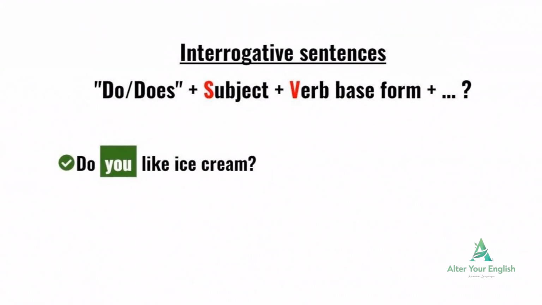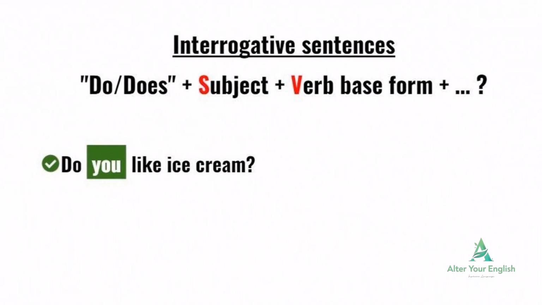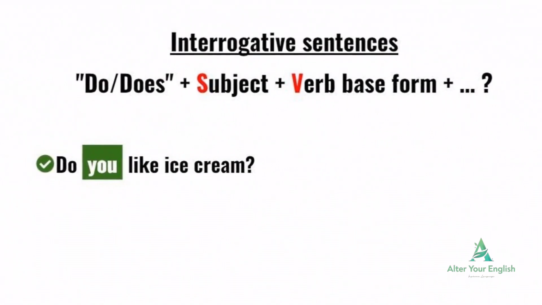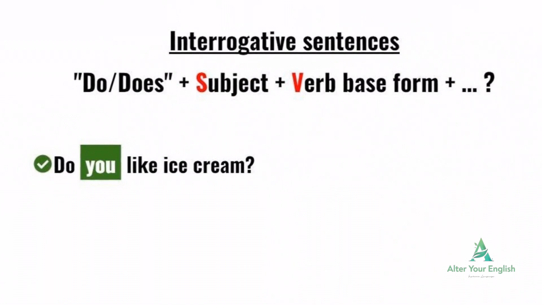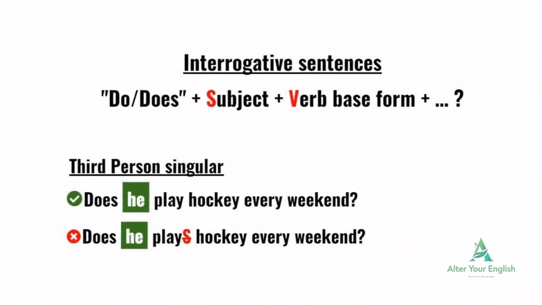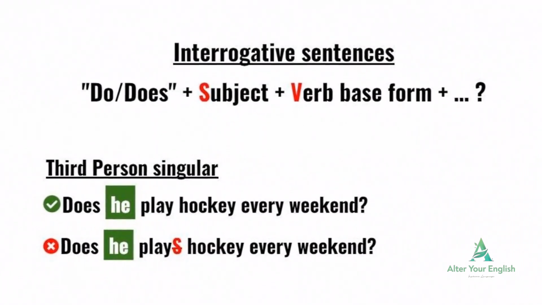For the third person singular, he, she, it, we use does. For example, do you like ice cream? As you can see, do is an auxiliary verb, you is a subject, like is a verb, and ice cream is the rest of the sentence. Does he play hockey every weekend?